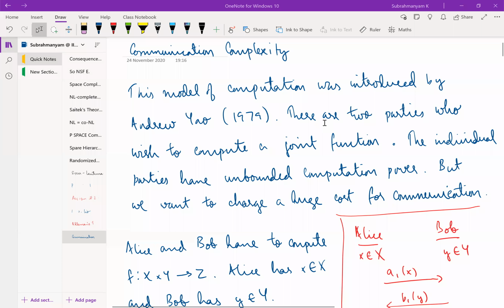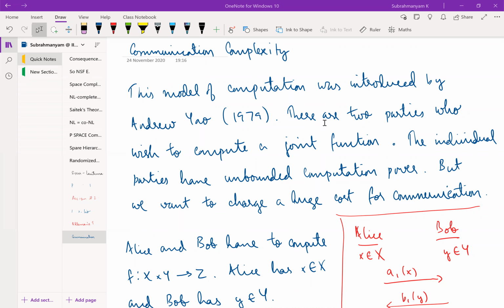Okay, so welcome to the next lecture. The topic is communication complexity. Communication complexity is an area of computational complexity where we place a significant emphasis on the communication costs. This is an interesting area and it has a lot of applications.